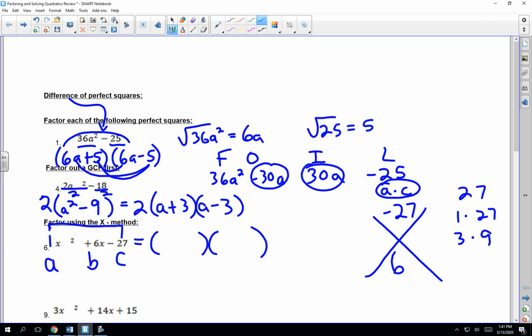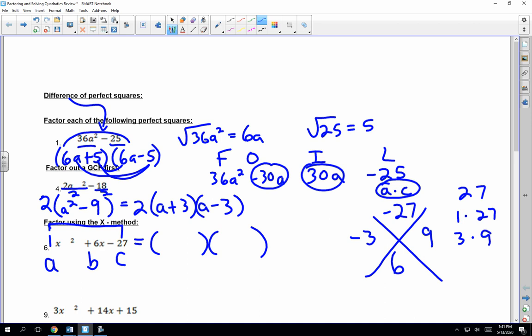What we're looking for in this case is two factors that have a difference of 6, because one of them is going to have to be negative and one of them will be positive, so that they multiply to equal the negative 27. So I have a negative 3 here, a positive 9. Those multiply to equal negative 27, and they add to equal 6.